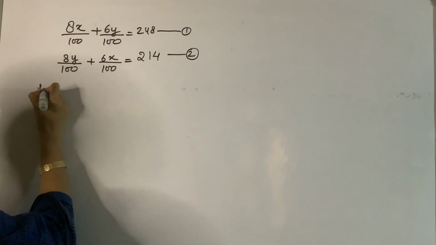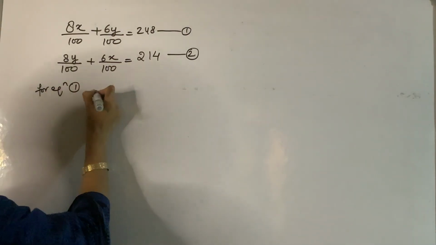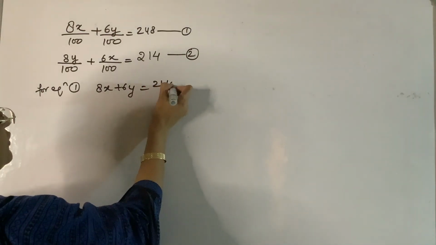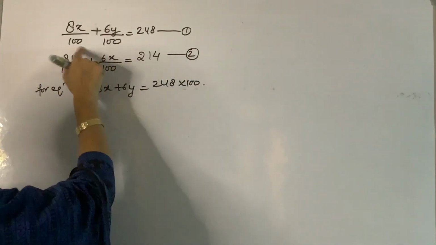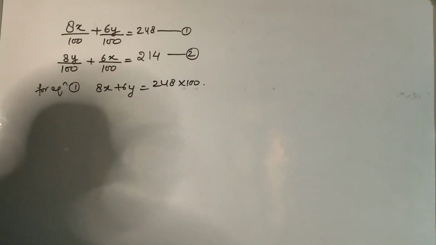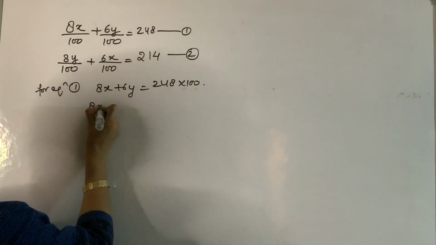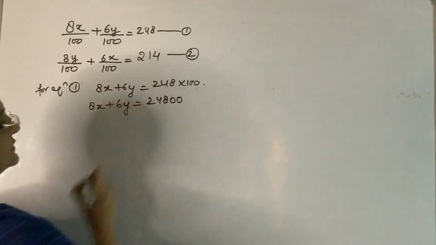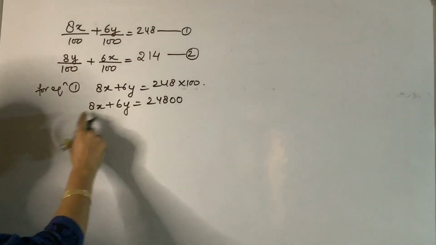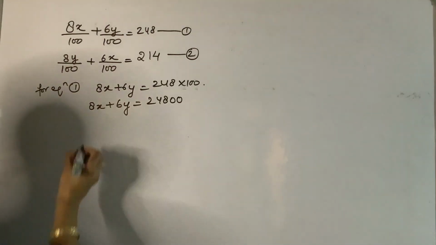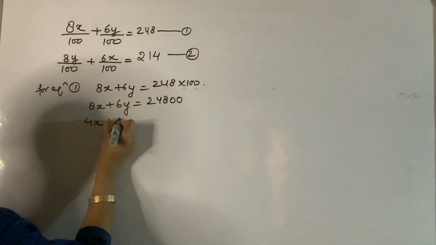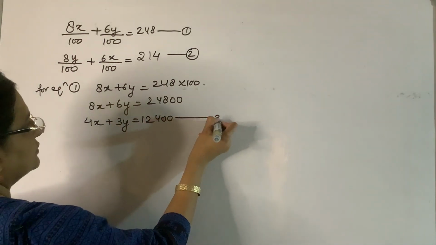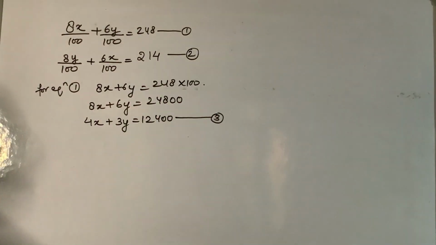So for equation 1, what do we do? 8x plus 6y is equal to 248 into 100. When you take LCM, 100 cross multiplies. Now 8x plus 6y is equal to 24800. Now if you want, you can divide it by 2. So it becomes 4x plus 3y is equal to 12400. This becomes the third equation.